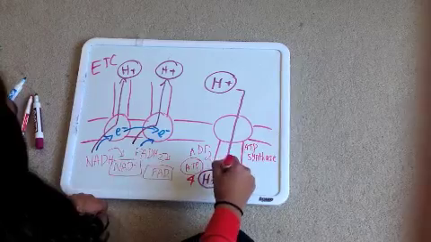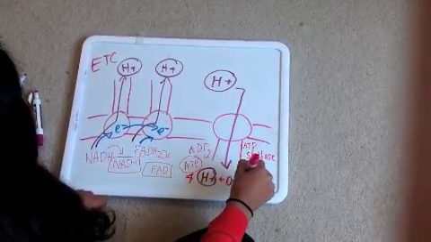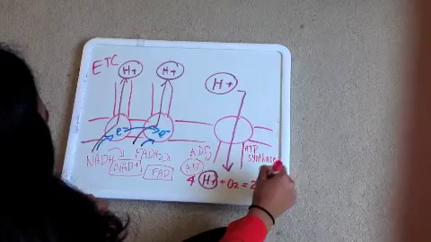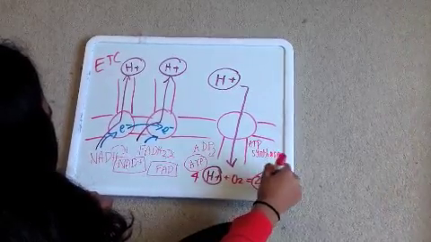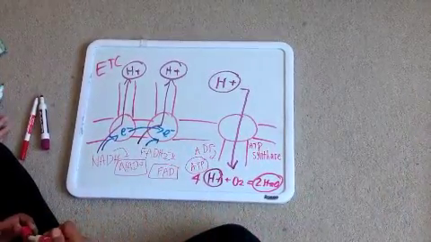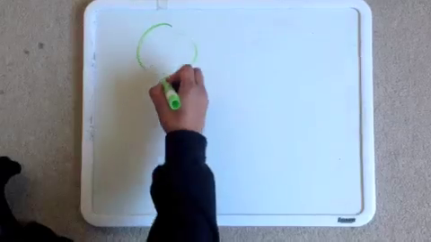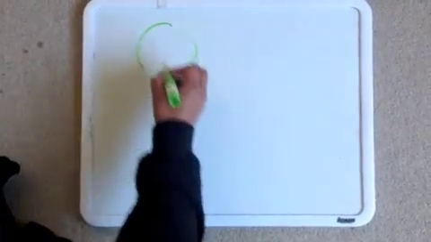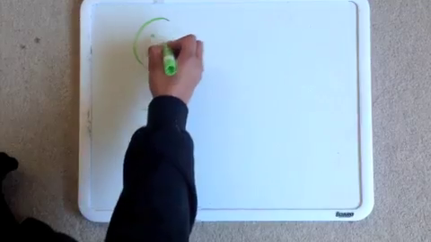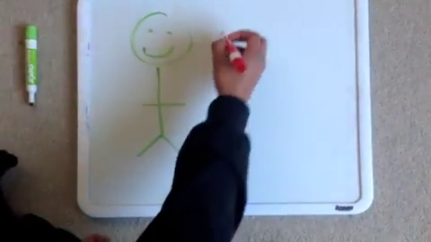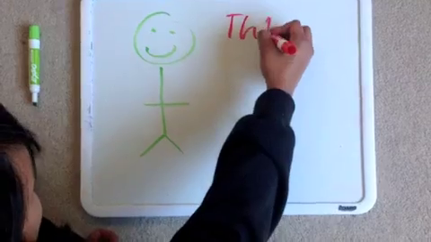Then 4 hydrogen ions are joined by 1 oxygen molecule to create 2 water molecules. Oxygen is important because it's the final electron acceptor. That's the end of cellular respiration.